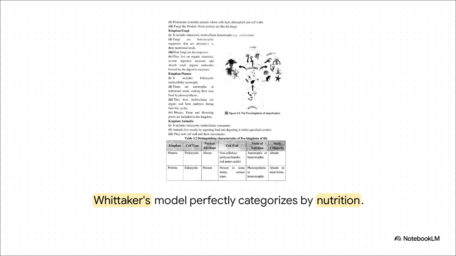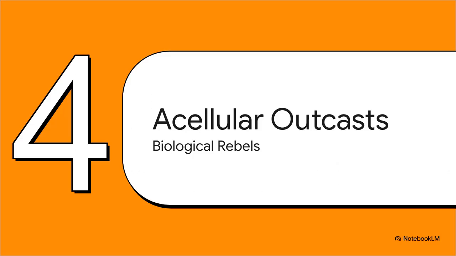Fungi finally got their own well-deserved category as heterotrophic absorbers. Basically, organisms that secrete enzymes to break down organic material externally before absorbing it. Problem solved. Section 4. The Acellular Outcasts.